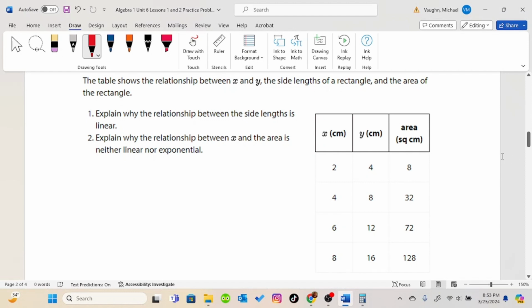The table shows the relationship between x and y, the side lengths of a rectangle, and the area of the rectangle. Number 1, explain why the relationship between the side lengths is linear. So what we want to look at is that x increases by 2, increases by 2, and increases by 2. At the same time, y increases by 4, increases by 4, and increases by 4.